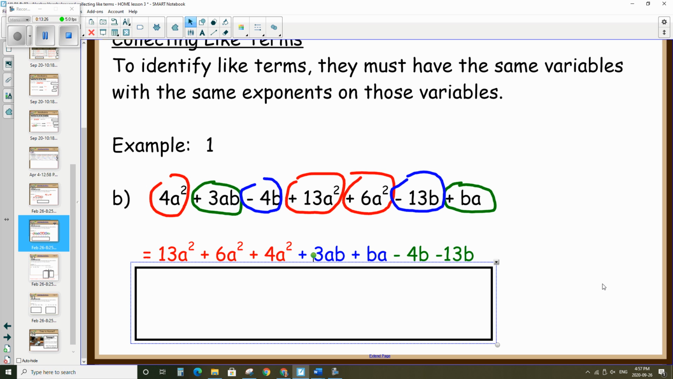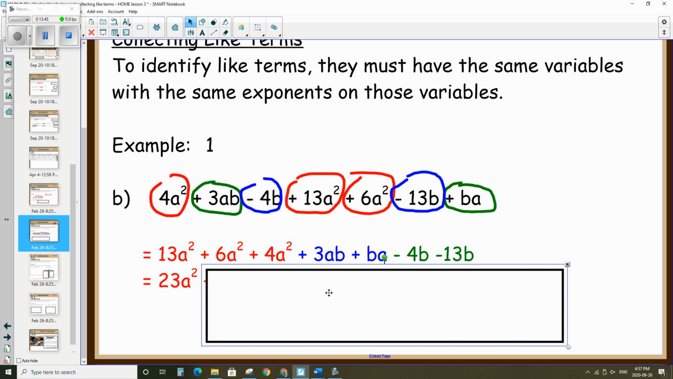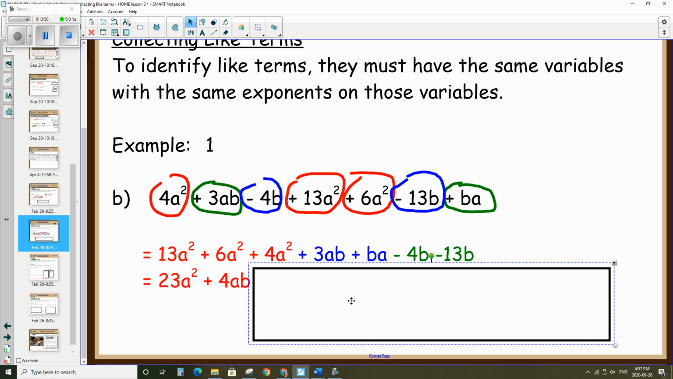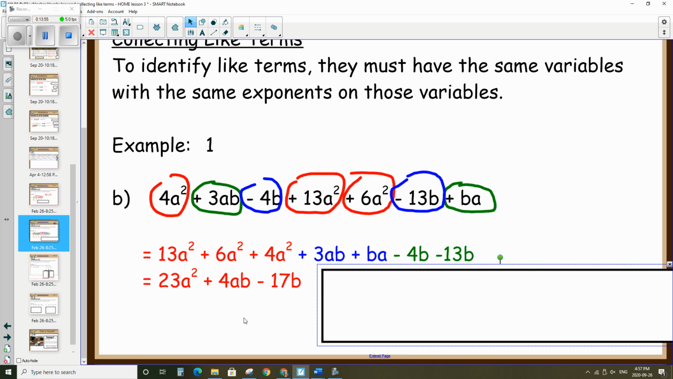Okay, so I wrote them next to each other. Oh, my colors don't match here. Sorry about that. The a squareds are red, but then I reversed the other colors by accident. Okay, so I rearranged them, and now you can collect like terms. We've got 13 plus 6 plus 4, which is 23, and then 3 plus 1 is 4, and then minus 4 minus 13 is negative 17b. Okay, and that's as far as we can go because now our endings are different, so we cannot combine these.